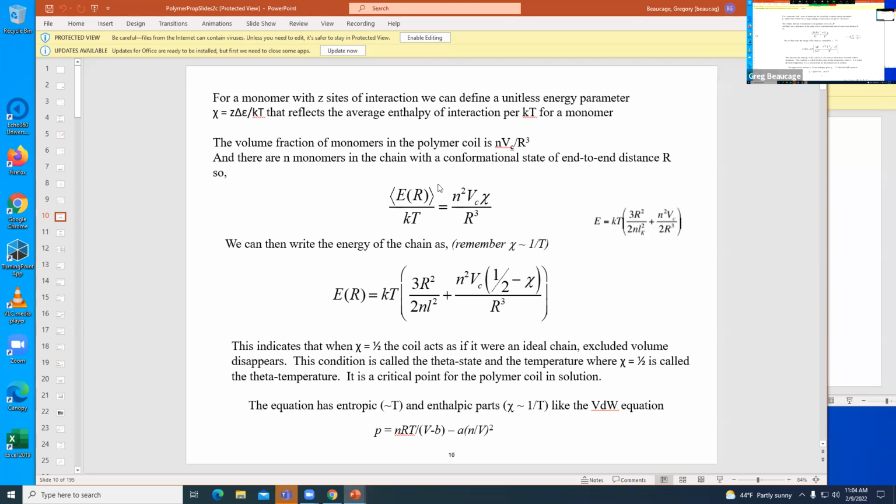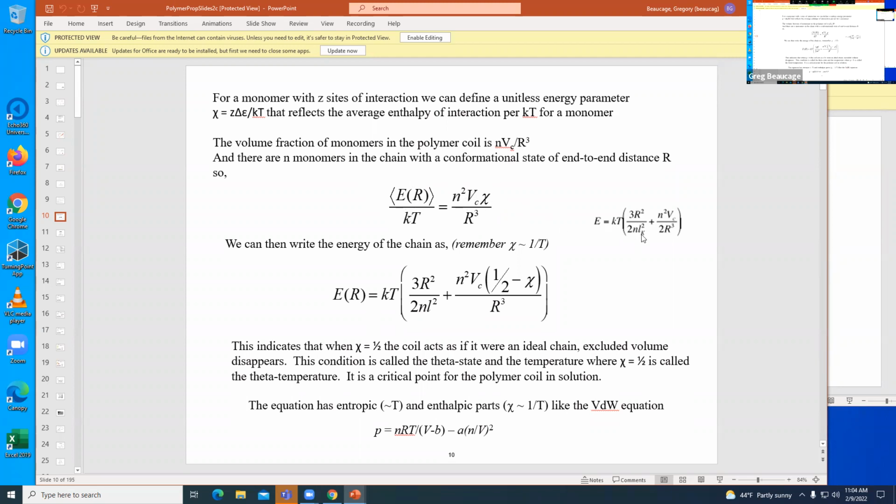So anyway, you say you have that chi, and then you say the volume fraction of monomers in the polymer coils, the excluded volume times n, divided by the total coil. And this n of those units, so it's n squared VC chi by r cubed to get this energy term E over KT, because chi already has over KT in it. So that whole argument becomes just chi over this thing.